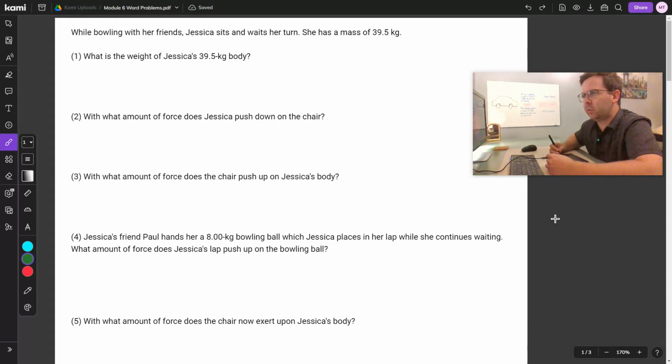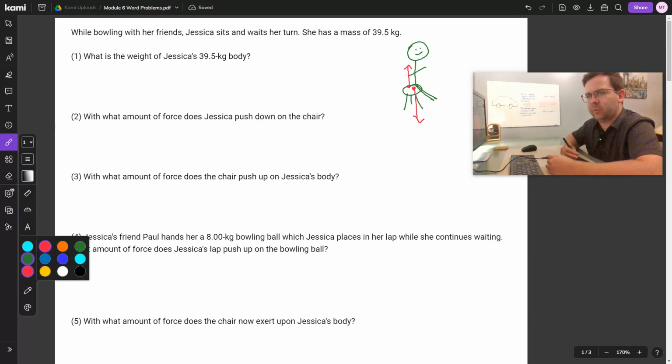I'm going to illustrate this situation because it's always helpful in physics to have a picture. So here's my picture. It's a spectacular picture, as you are beginning to see here. So we have a person sitting on a chair, and just as a reminder, that person is being pulled down to the earth because of gravity. But there's also an upward force acting on the person from the chair. So we have two forces acting here. What is the weight of Jessica's 39.5 kilogram body?